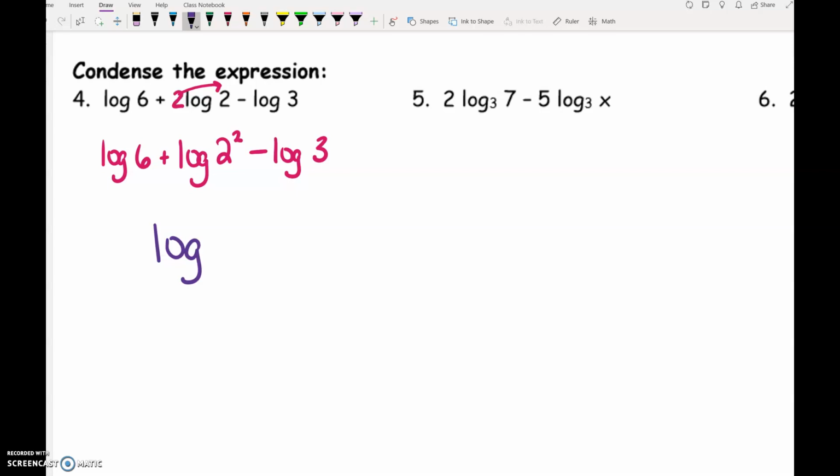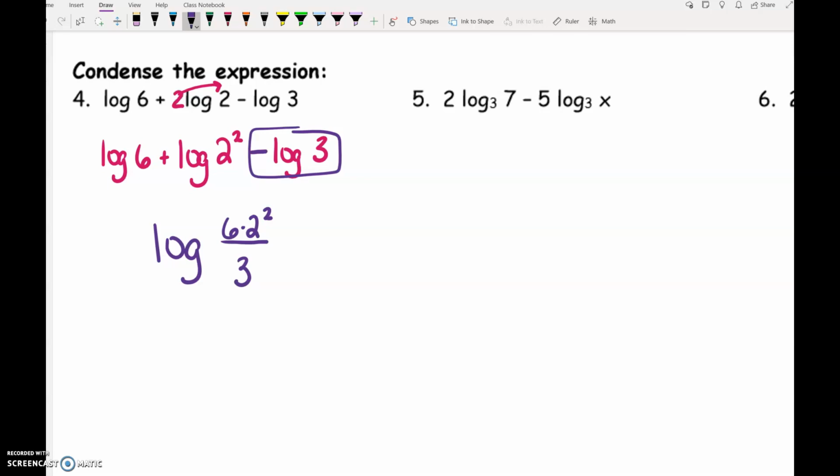I see that there's subtraction in there, so that means that this problem is going to have division. Because the minus is in front of this log, that means the 3 is going to be on the bottom. So the 6 and the 2 squared are going to be on the top, multiplied together.